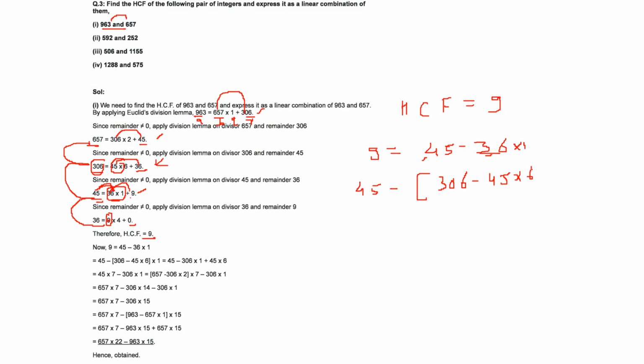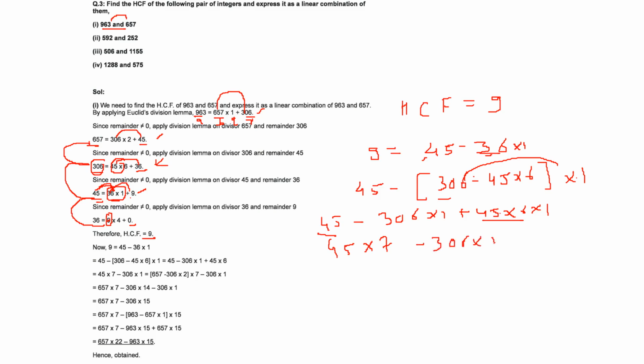This is what we got from here. So I'm just backtracking. The other thing remains the same, right? Let us expand these. 45 minus 306 into 1. And minus minus is plus. So plus 45 into 6 into 1. So this is 45, this is 45 into 6. So this becomes 45 into 7. Right? This is 45 into 7 minus 306 into 1.